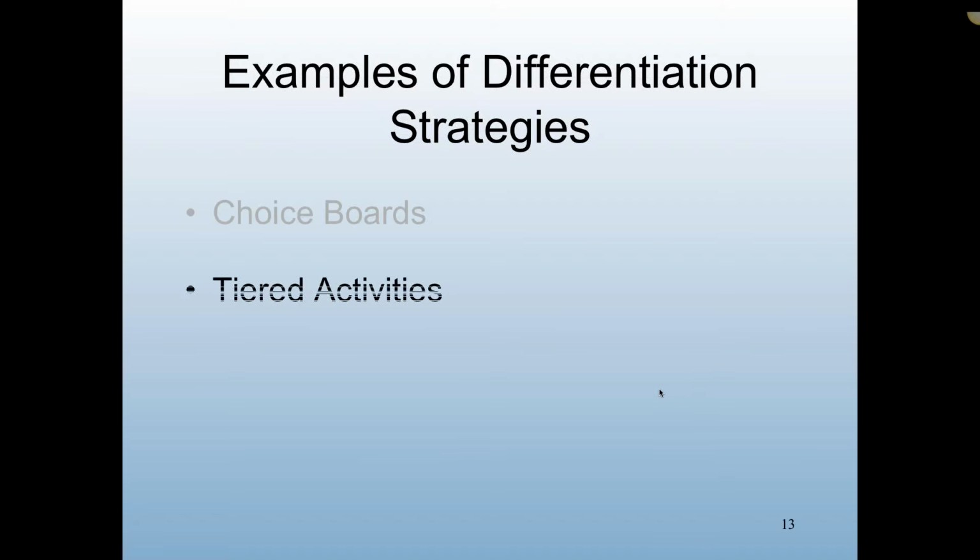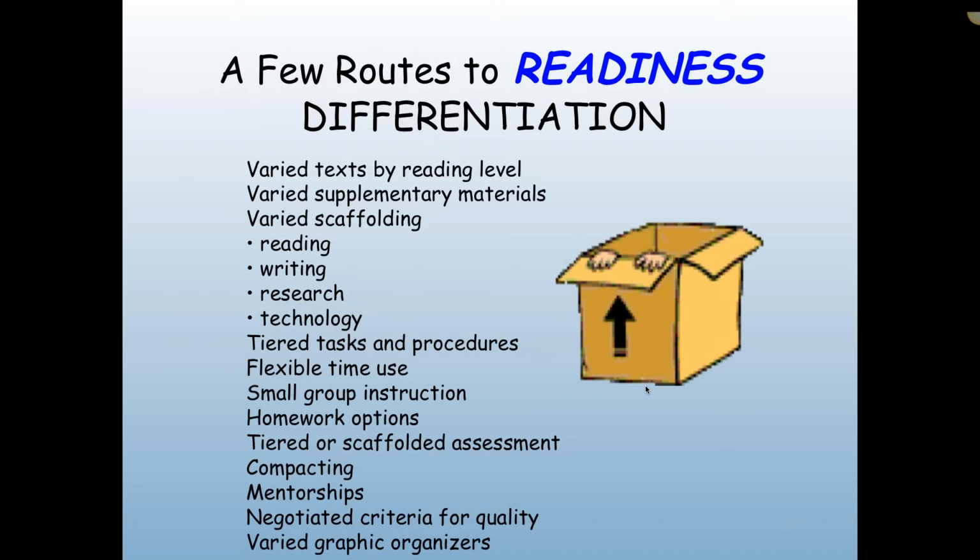So strategies. We could provide choice boards. We could have tiered activities, and the tiered activities will tie into your response to intervention. Learning contracts, which I like a lot. So look at all of these options, okay? How do we get ready for differentiation?